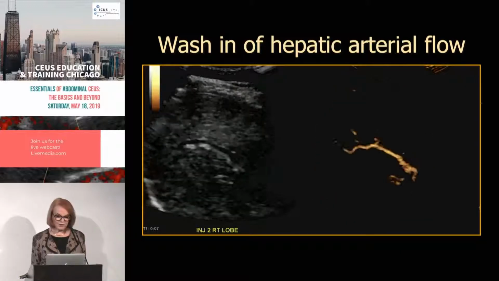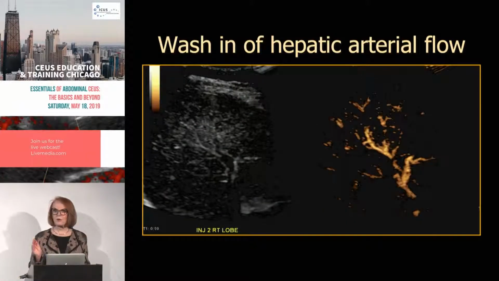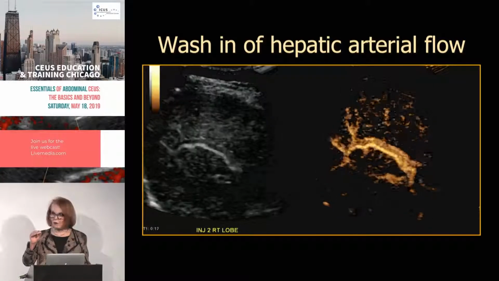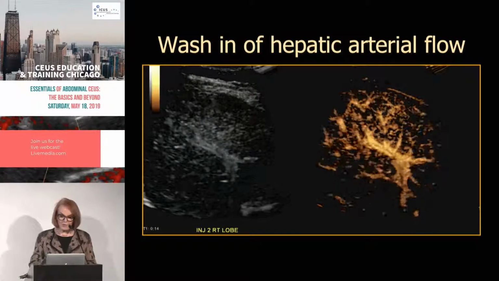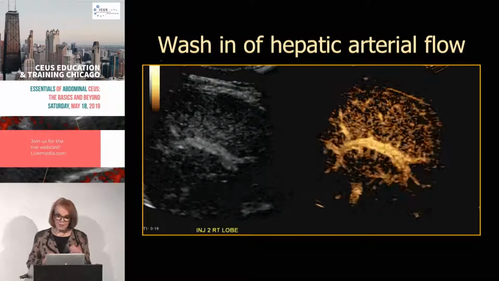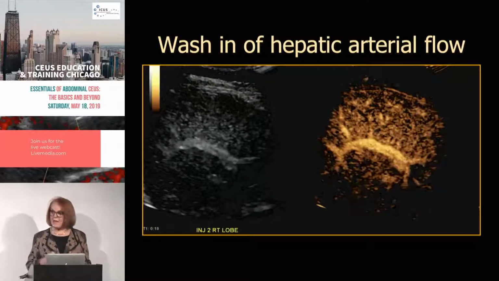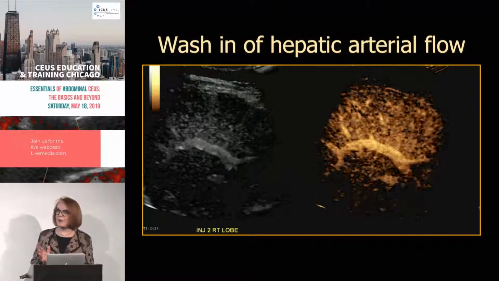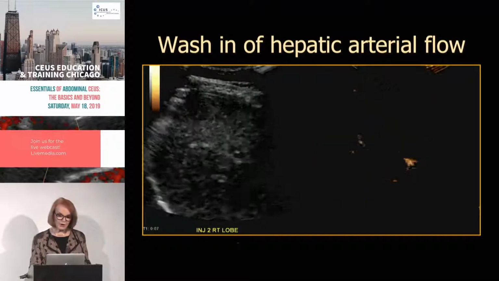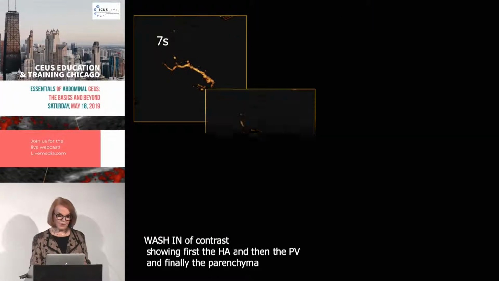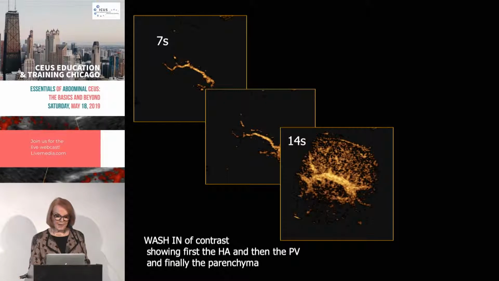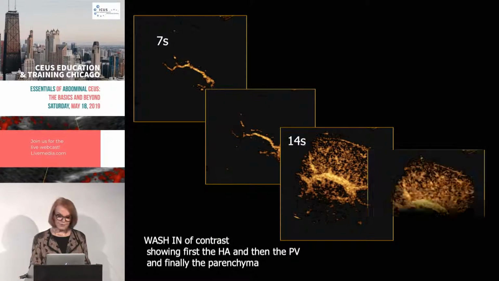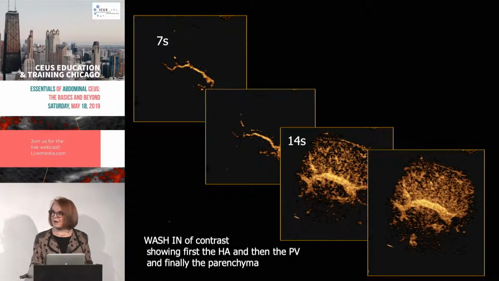If I just let that start again, when the contrast comes in, you saw the very bright hepatic artery, which is small, and then at about 15 seconds, you can see that the portal vein is starting to come in, and then the parenchyma starts to enhance. That kind of imaging is what we can get. So there's our arterial images, and then we can see the portal vein at about 15 seconds, and then the parenchyma is there more 15 to 30 seconds.